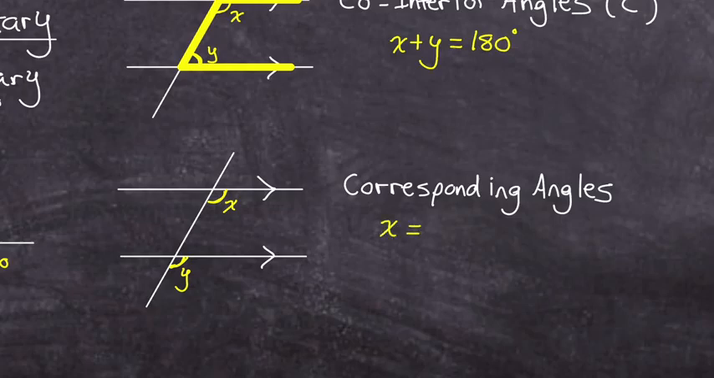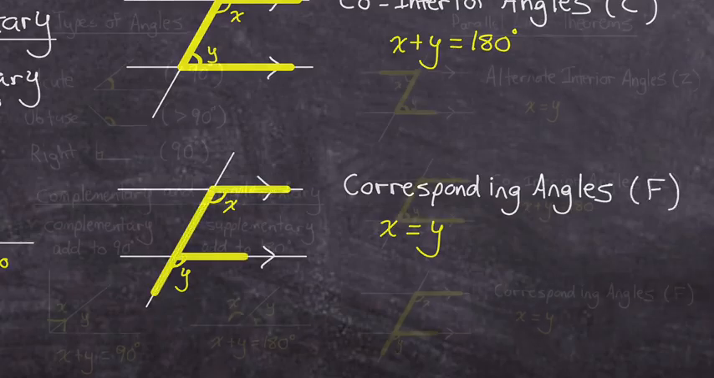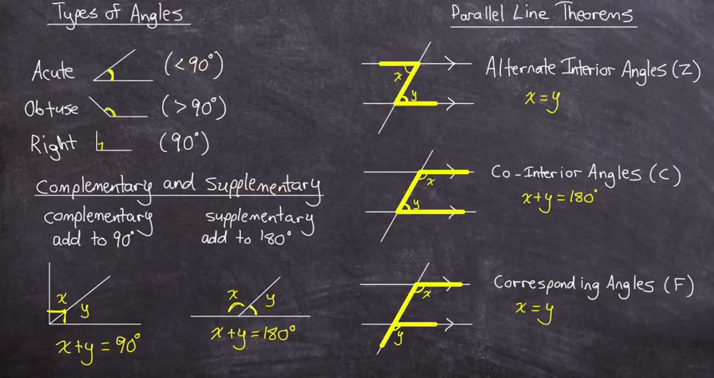So in this diagram, X and Y would be equal to each other because they're in the same relative position. People often remember this by drawing an F. So this is called the F pattern. Angles inside of an F are equal to each other. So those are the 3 main parallel line theorems.